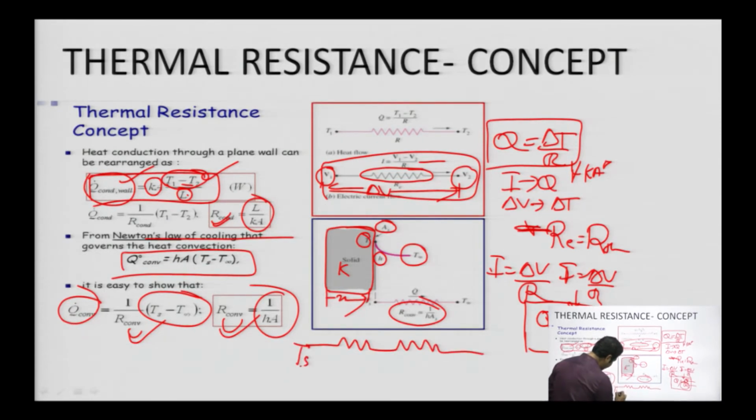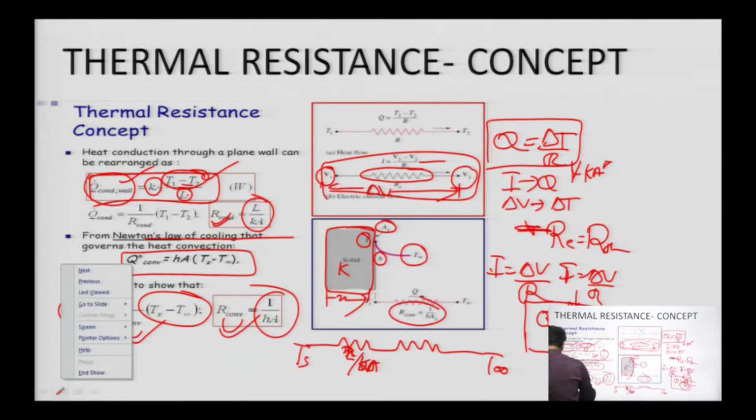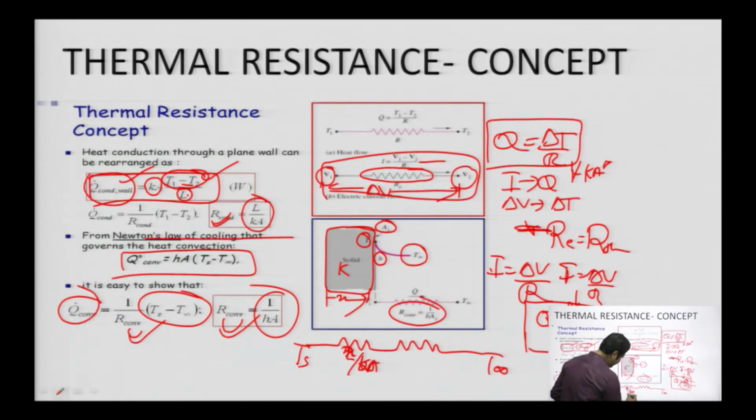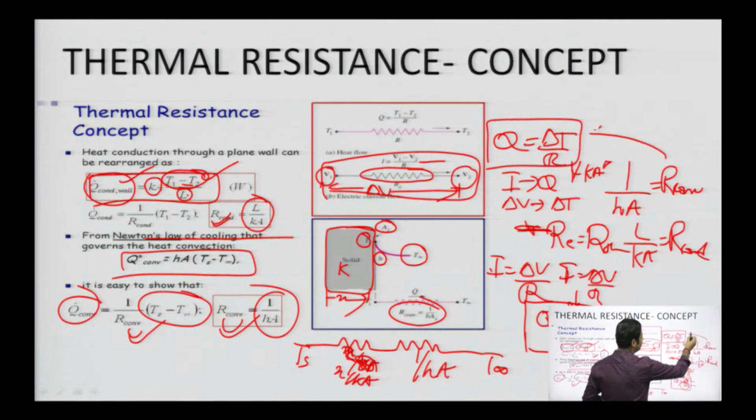So this is Ts, this is T infinity, then this will be L by K, here it is X, so it is X by Ka. Let me just write it like this. This is X by Ka and this is 1 by Ha. So this is all about the thermal resistance concept. You need to remember the convection resistance is 1 by Ha. This is R convection, and L by Ka is the thermal resistance for conduction.